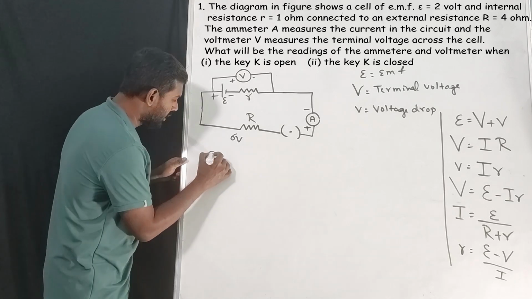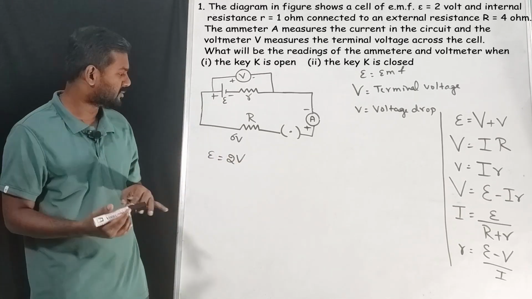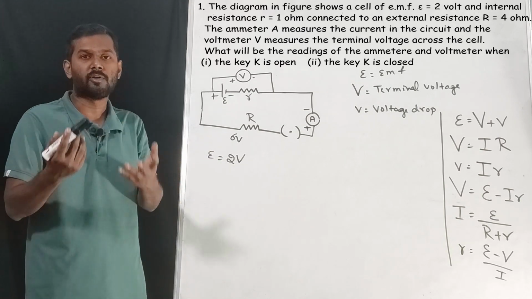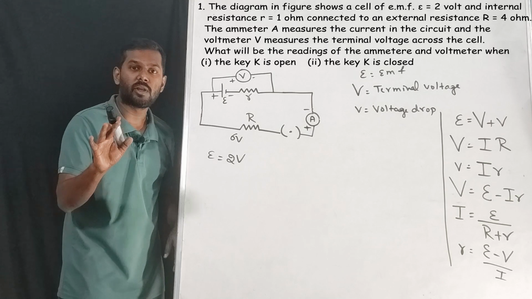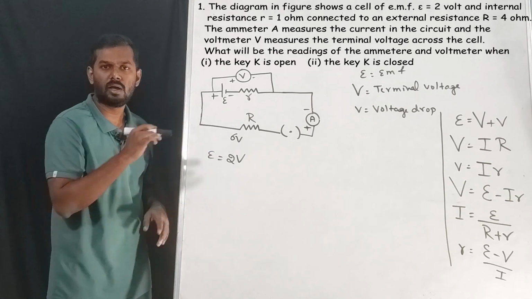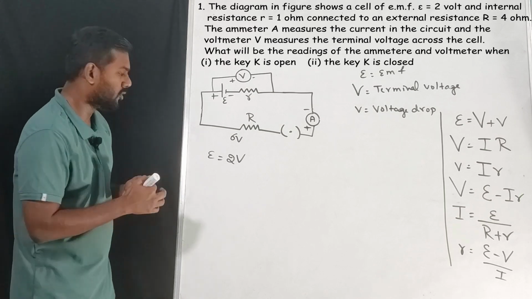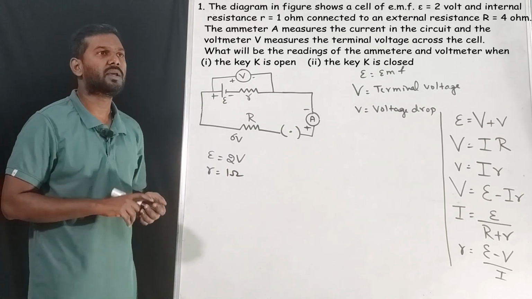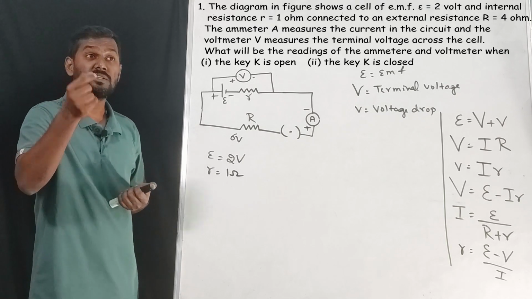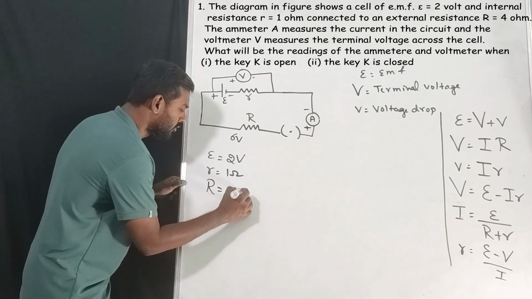Listen. EMF they have given is 2 volts. In different textbooks the values will be different, but the concept is the same. So don't worry about the values, worry about the method of how to solve the question. Next, the internal resistance is equal to 1 ohm, r is equal to 1 ohm. Next, it is connected to an external resistance of 4 ohm, external resistance capital R is equal to 4 ohm.